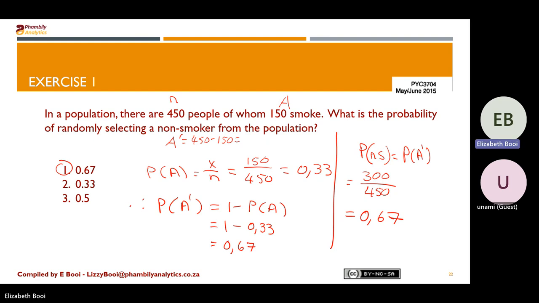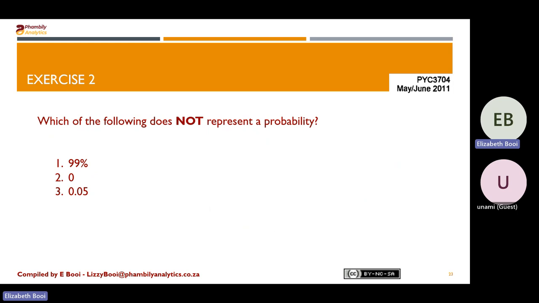Easy. Moving on to question number 2. Which of the following does not represent a probability? In your module, I think they expect you to use probability in a decimal format, and you will use proportions in a percentage format. So which one does not represent a probability in this instance? It will be option number one, which is in a percentage. So proportion will be percentage. Probabilities will be decimal.